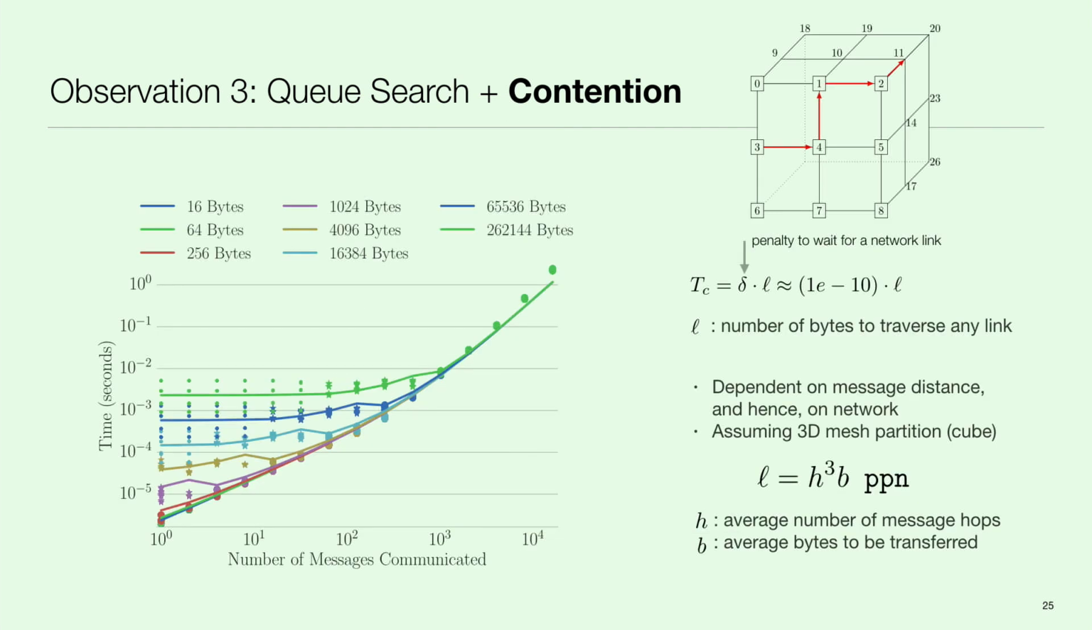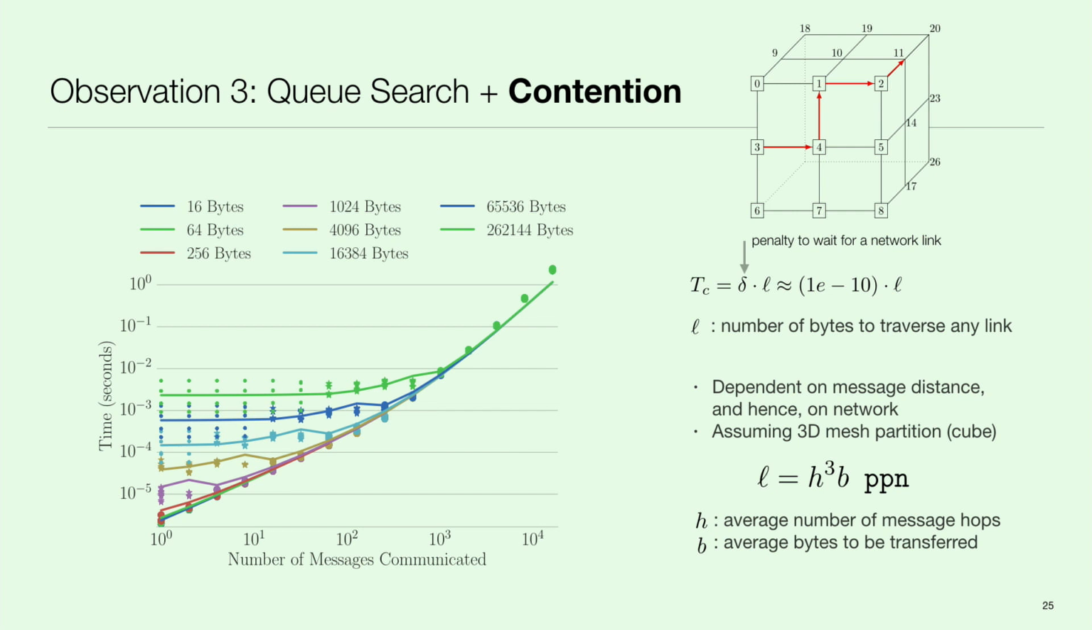So what we'd like to do in general is to figure out how we penalize the model so that if there's a message going from one node to another node, we can model or account for some type of contention. And the way that we're going to do this is to model it with a penalty for waiting in a network link and the number of bytes that it's going to take to traverse a link.